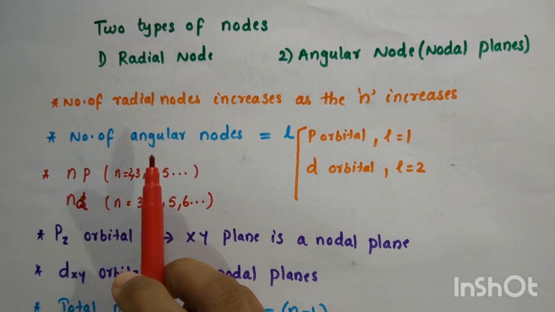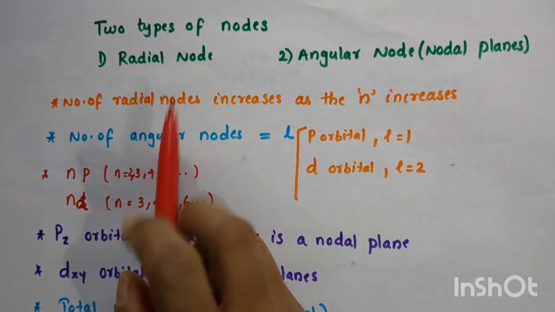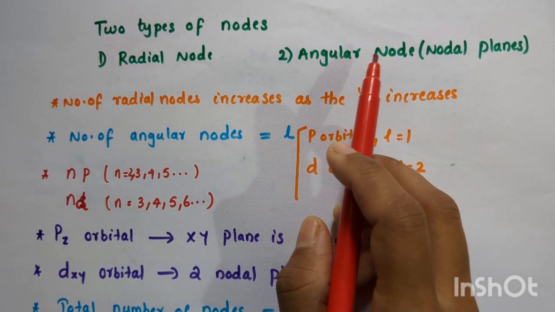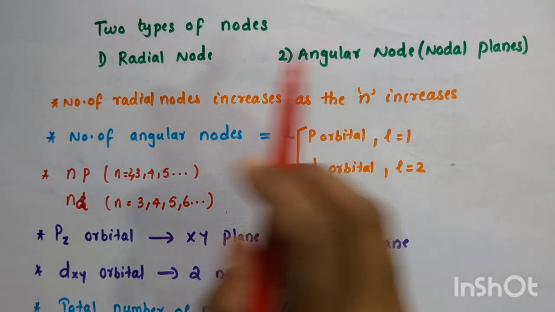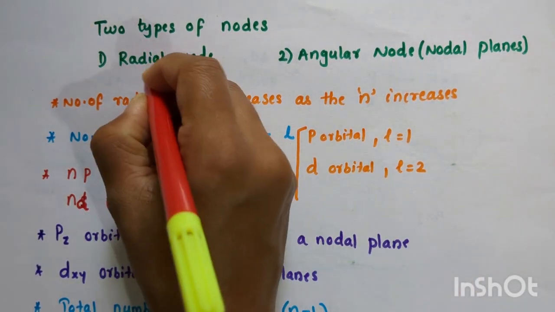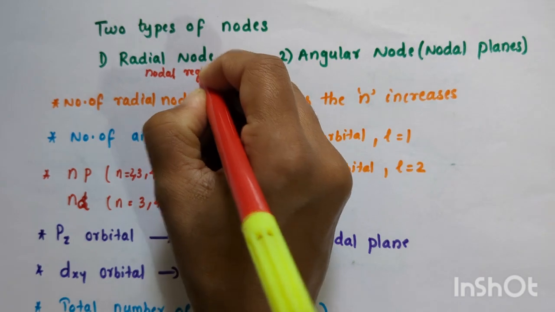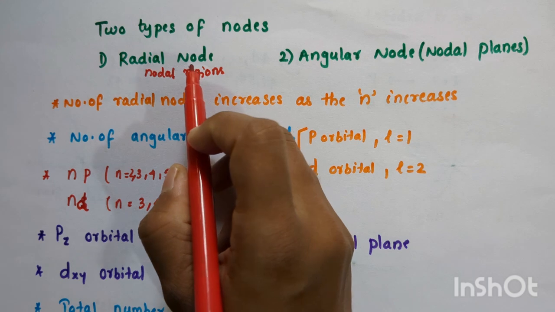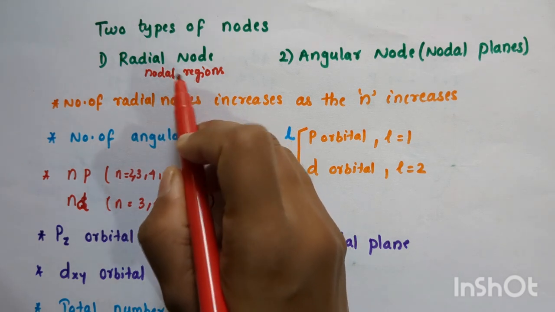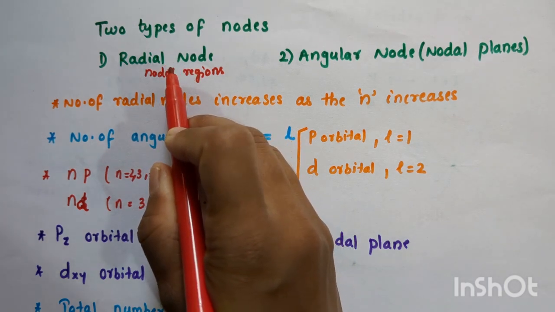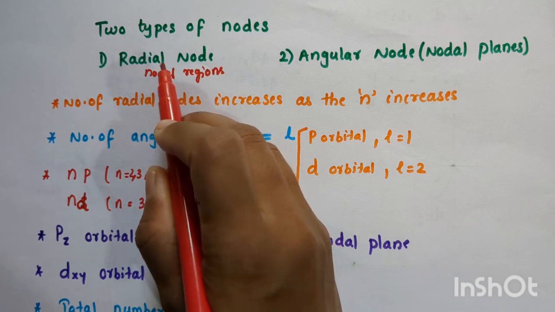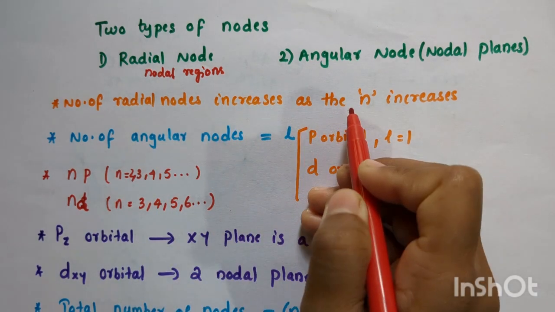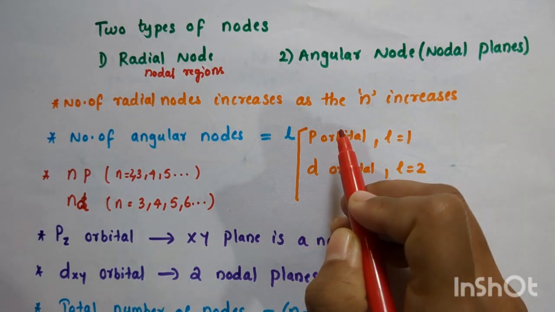Now, let us discuss the two types of nodes. The two types of nodes are radial nodes and angular nodes. Angular nodes are also called nodal planes, and radial nodes are also known as nodal regions. Radial nodes are the spherical surfaces around the nucleus where the probability of finding an electron is 0. The number of radial nodes increases as the principal quantum number n increases.